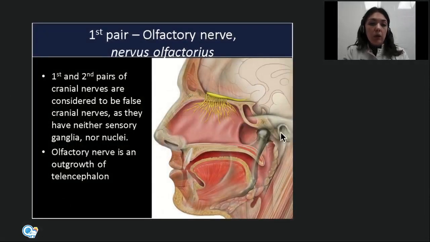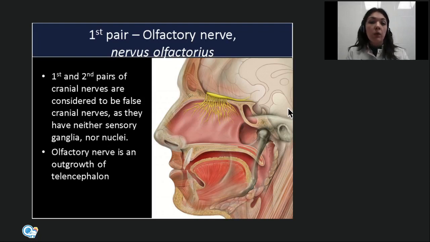First pair is the olfactory nerve, nervus olfactorius, I have already told you. So first olfactory, and second pair is the optic nerve. First and second pairs of cranial nerves are considered to be false cranial nerves, as they have neither sensory ganglia nor nuclei. Actually, about ganglia, we'll talk about it later, it is under debate, but indeed, there are no nuclei in CNS for olfactory and for the optic nerve.